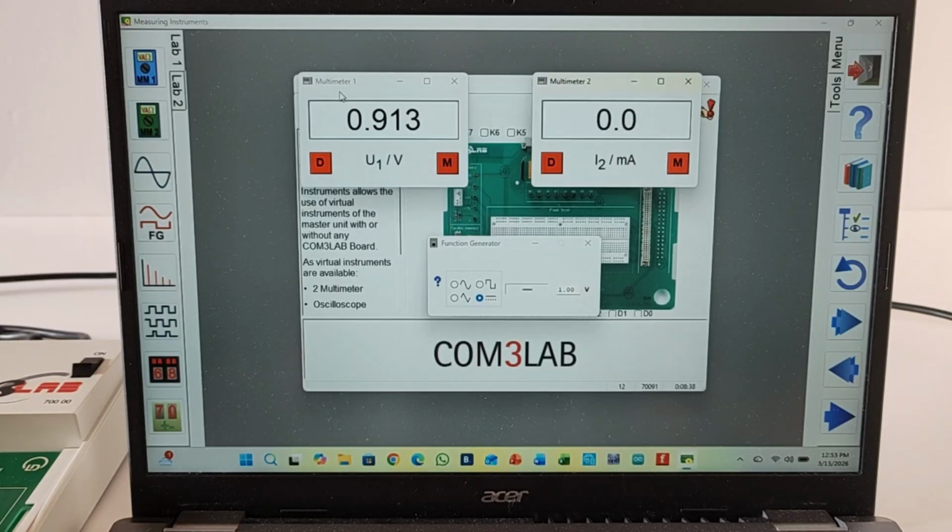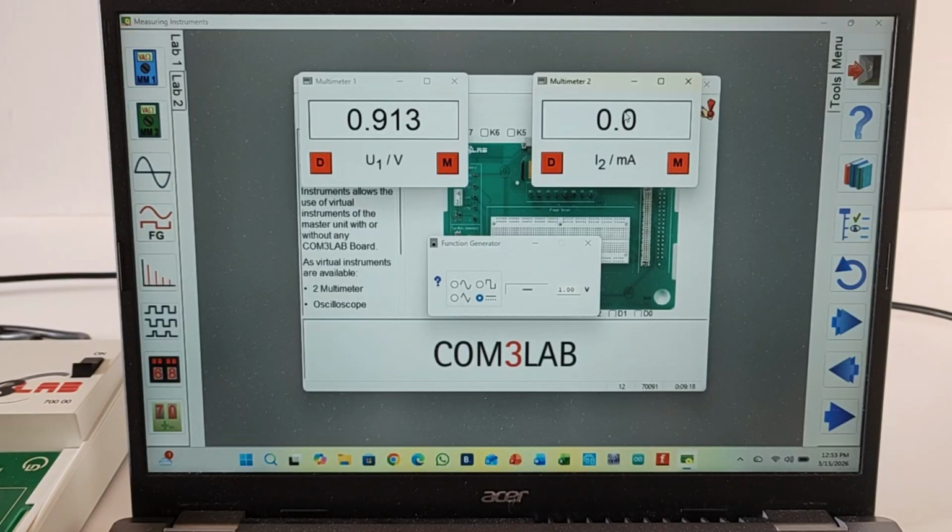There. So multimeter 1 will show the value of the voltage across the load, which interestingly enough is also the voltage across the diode. And multimeter number 2 will show the Zener current, or the current flowing through our Zener diode. Now, right now, the voltage source is set to 1 volt. So at 1 volt, the voltage across the diode is 0.913 volts, and the current going through the Zener diode is 0. Actually, we have a very low current passing through the diode.